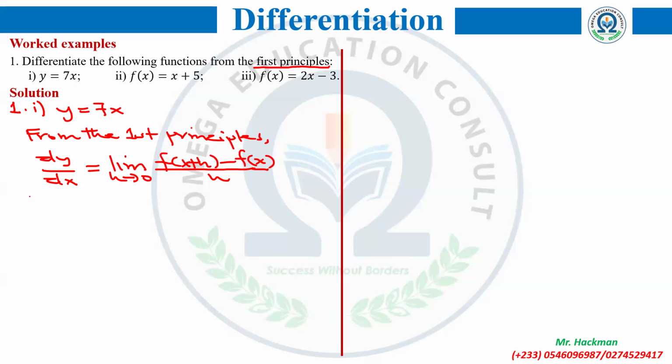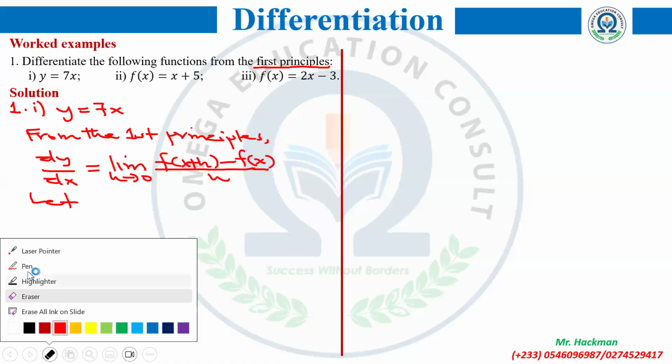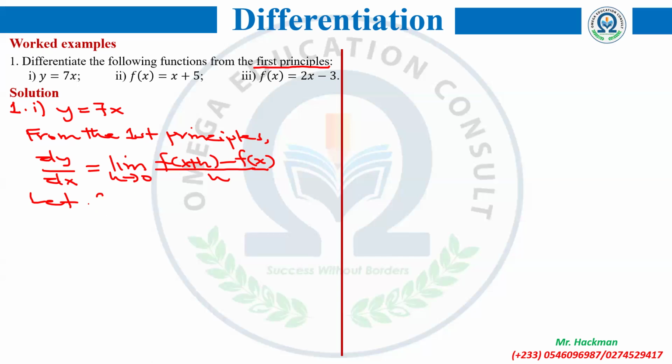So I'll write, let y be equal to f of x. Or let me even write f of x, the same thing anyway. I want to let f of x be equal to y. It's the same thing. So f of x be equal to what? y. So it means that my f of x is equal to what? 7x. Do you agree?